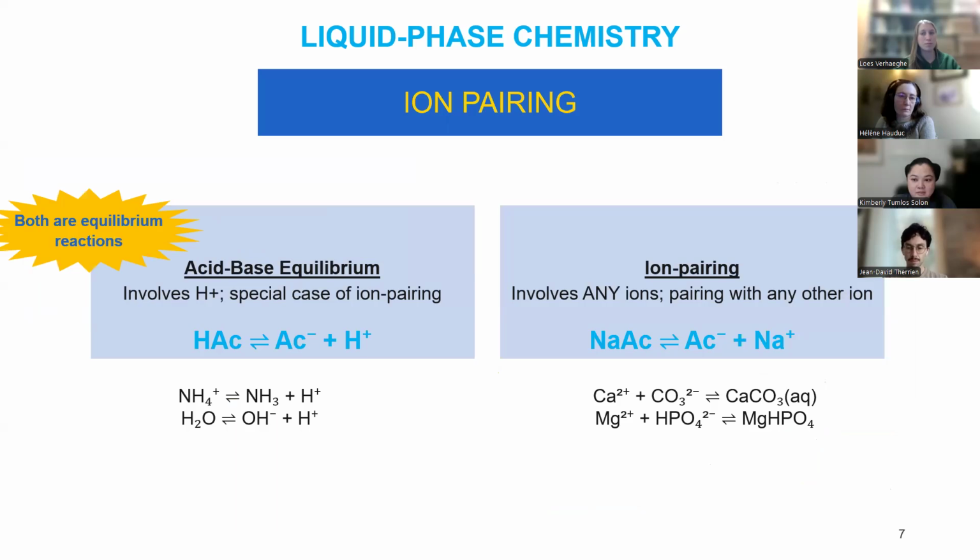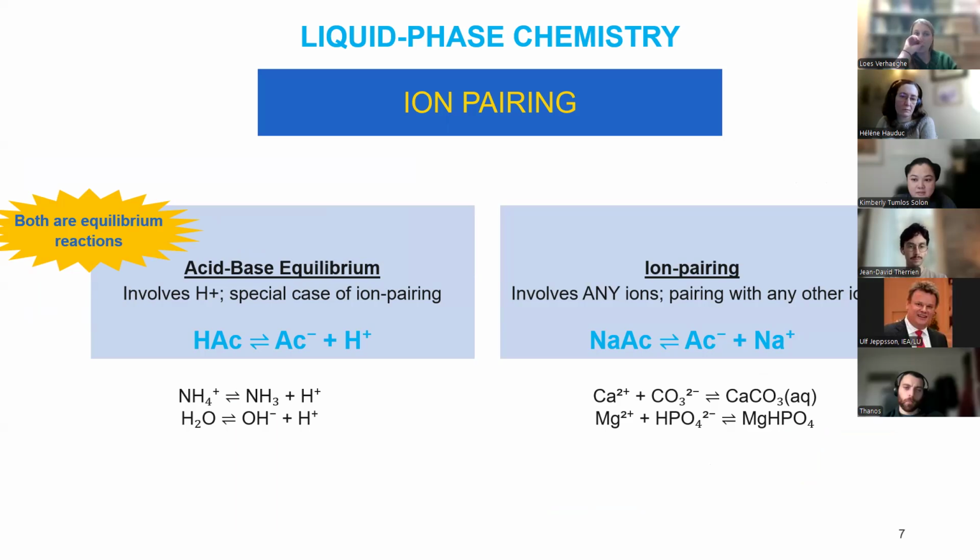Now, another concept in liquid phase chemistry is ion pairing. So actually, the acid-base equilibrium that I showed you before is a special case of ion pairing. So in acid-base equilibrium, we know that it's an acid-base equilibrium if it involves the protons, if we have the H+. On the other hand, ion pairing is similar to that, but it can involve any ion. So it's pairing with any other ion. So one cation with an ion. So both of these are equilibrium reactions. So ion pairing is also important in wastewater modeling.